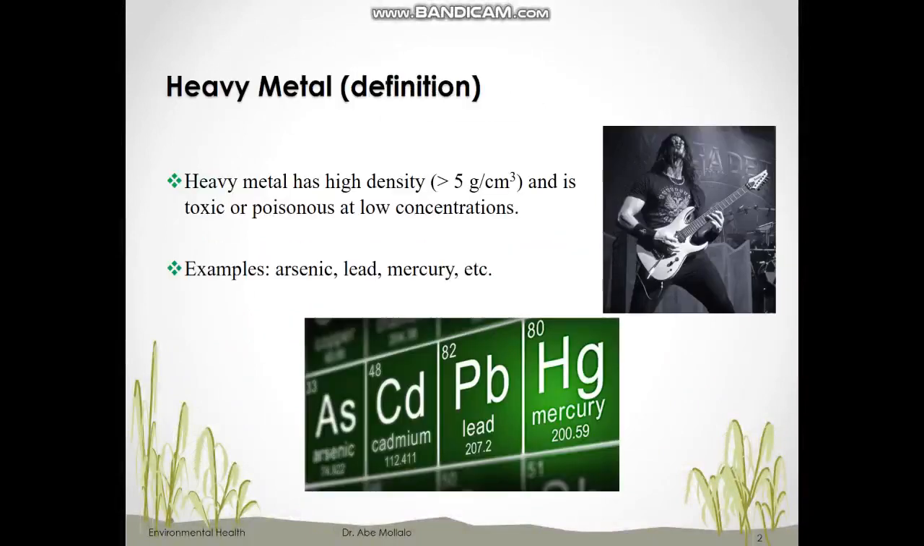Let's just start with some basics. What is heavy metal? Well, we're not talking about music. Heavy metals are metals that have very high density. Their density is greater than 5 grams per cubic centimeter and are very toxic even at very low concentrations. Some examples of heavy metals are arsenic, lead, mercury, also cadmium and uranium.